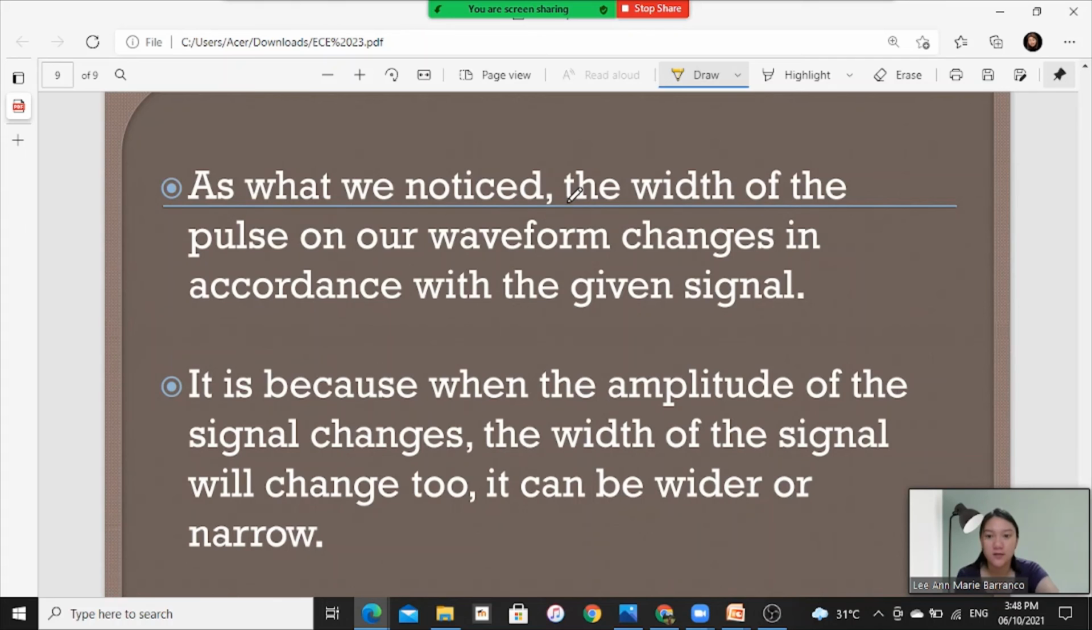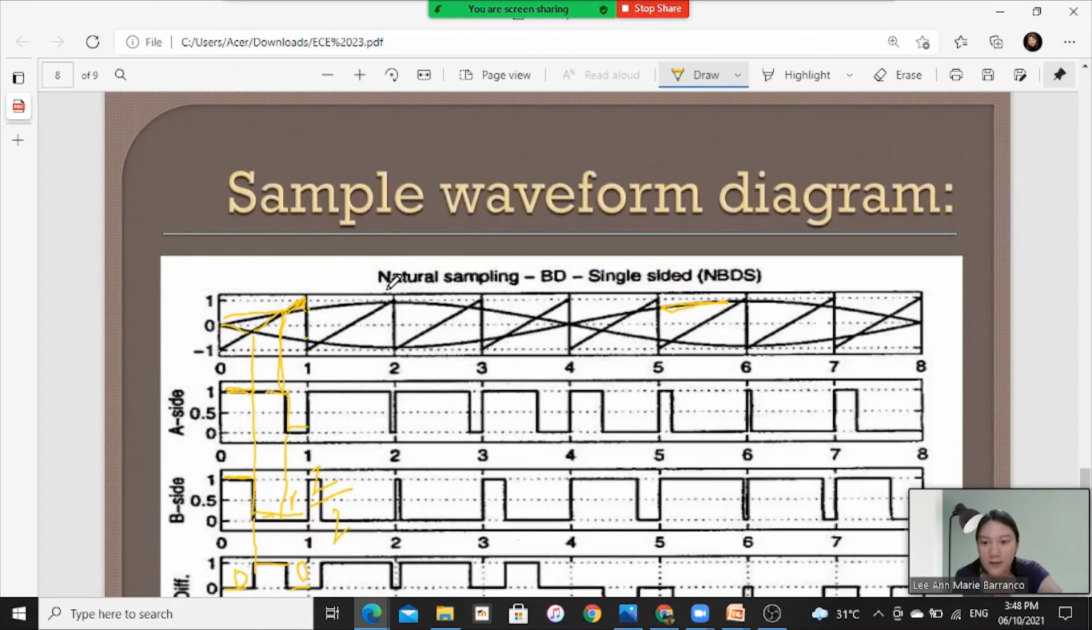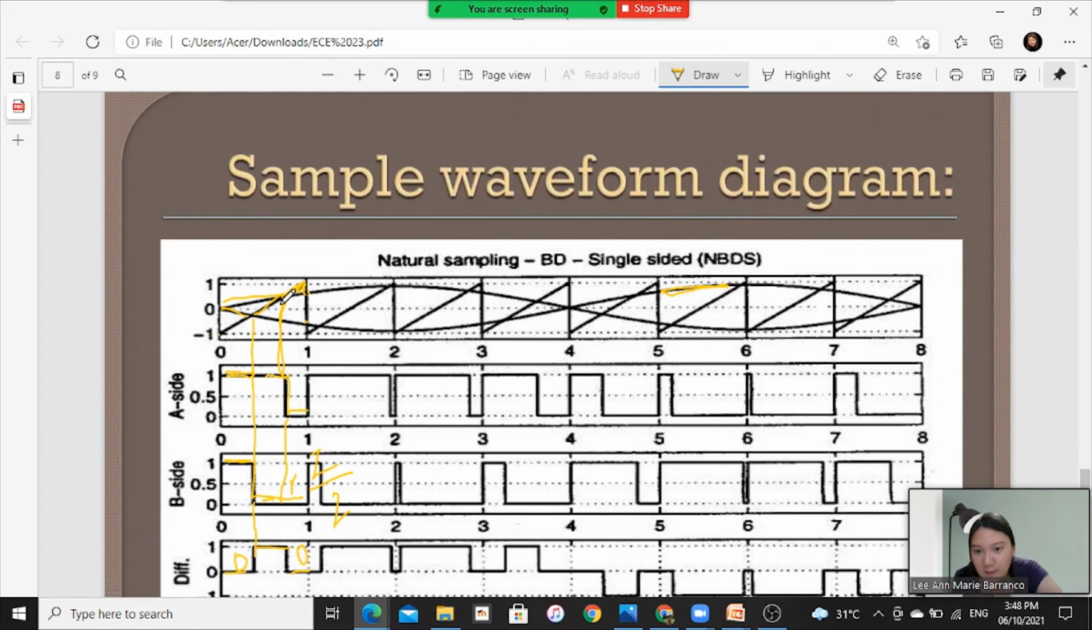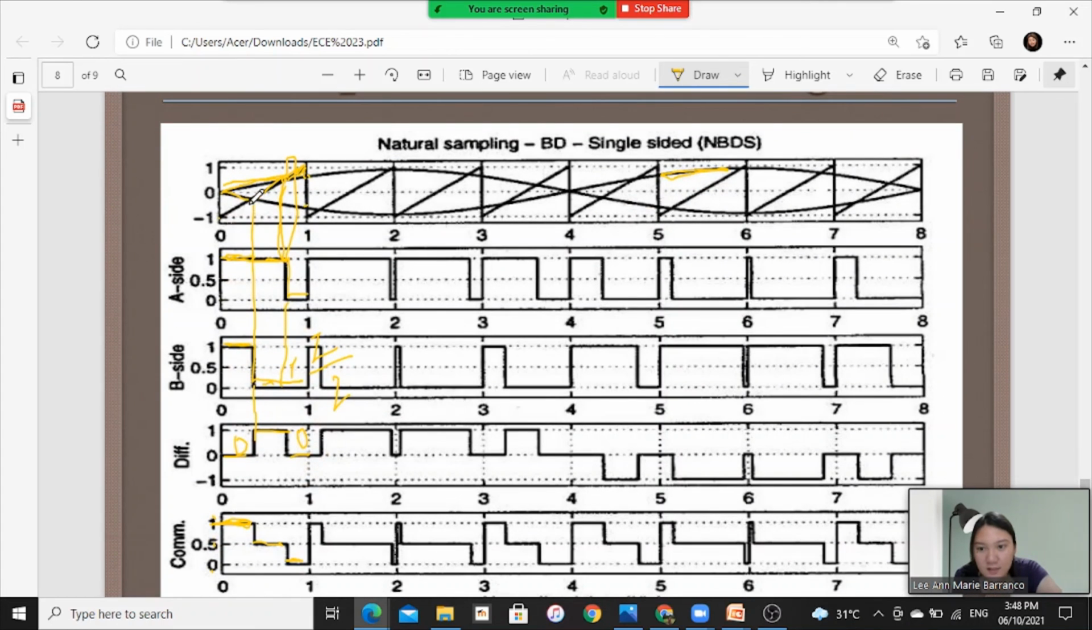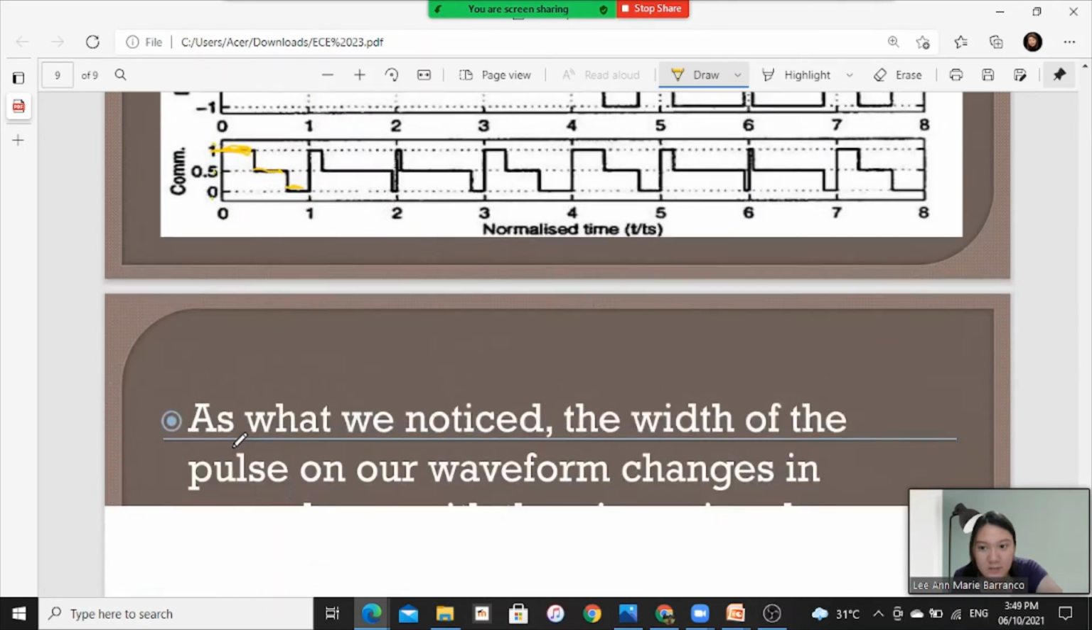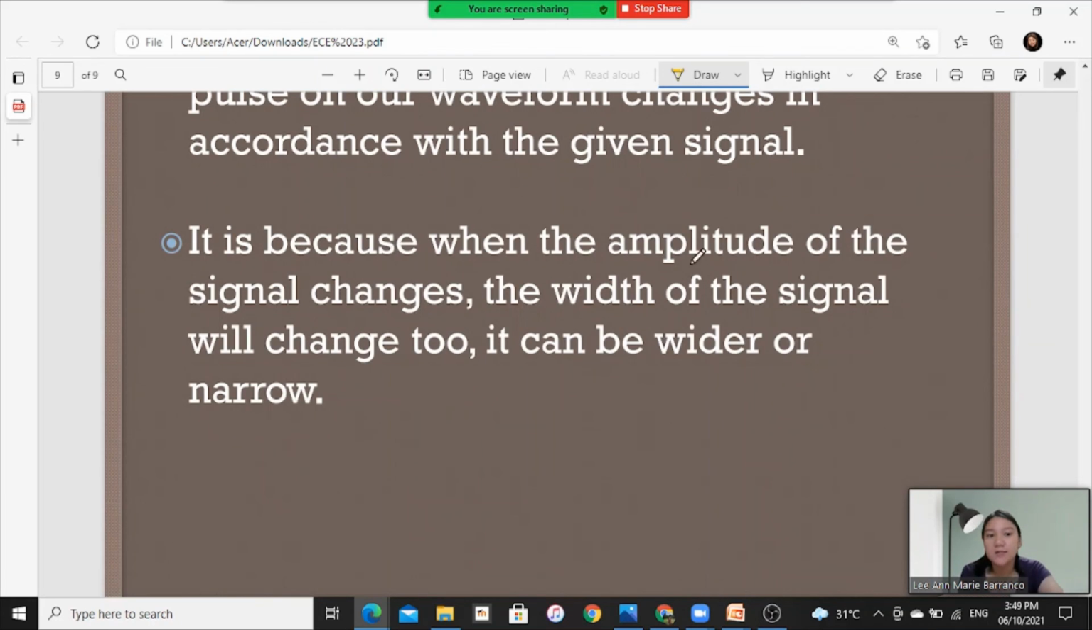As we noticed, the width of the pulse on our waveform changes in accordance with the given signal. If the signal is from this point up to this point, its digital average is going to be wide, since it's from here up to here. But once our analog signal is narrow, just like in here, from here up to here, we have a narrow digital equivalent. So that's how it works. It is because the amplitude of the signal changes and the width of the signal will change too. It can be wider or narrower.